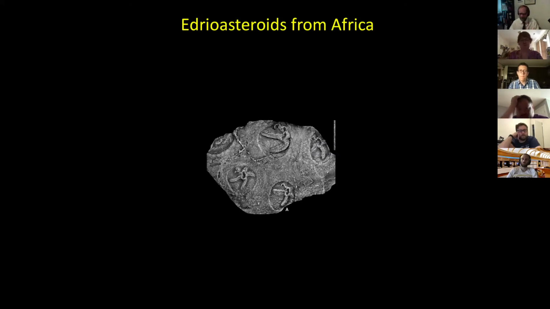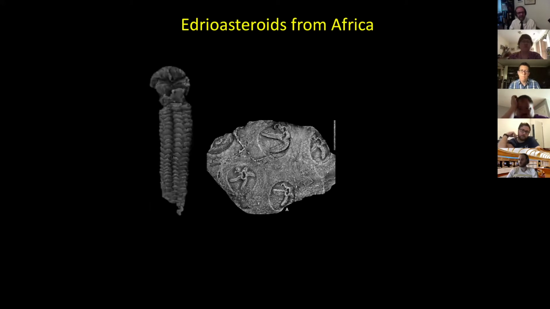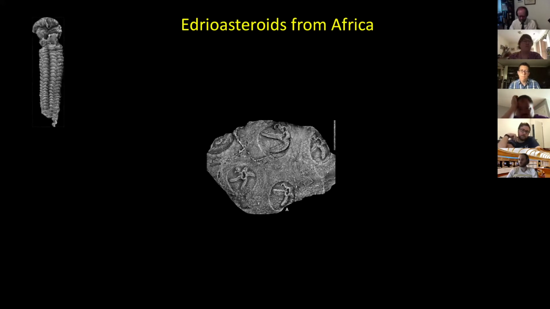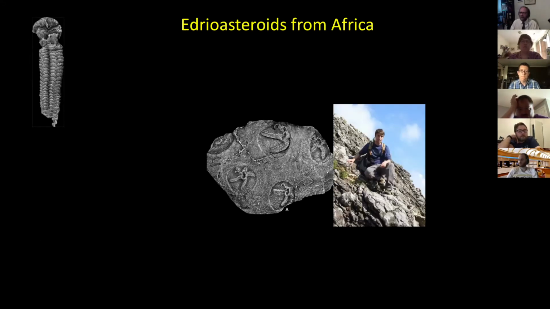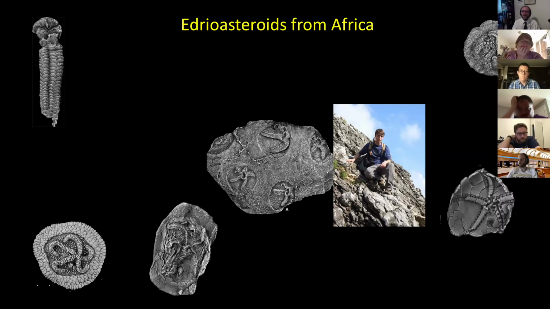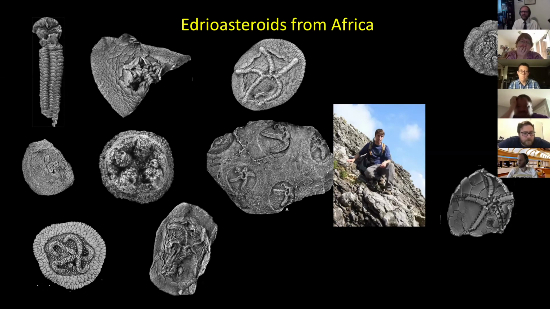Sampling bias also shows up in geography. In 2008, this is the exact sum total of all edrioasteroid fossils from the continent of Africa. The 5 fragments on that rock. And then in 2008, somebody described something like that. And then Samuel Zamora went to Morocco. And in the course of a couple of weeks, he found this one, this one, this one, this one, this one. This could go on for hours.